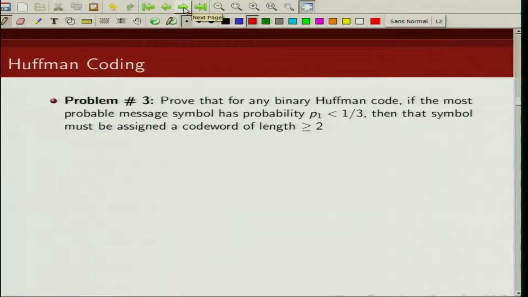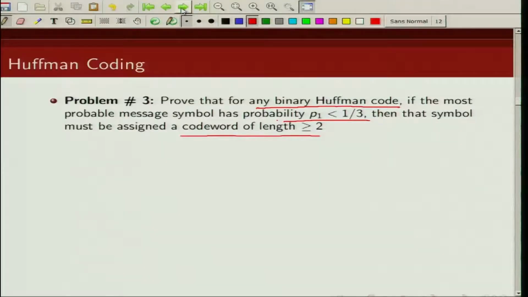Now next we are going to prove some result of a binary Huffman code. So prove that if you have a binary Huffman code and its most probable symbol has probability less than 1/3, then this symbol must be assigned a code word length of at least 2. So if the most likely symbol has probability less than 1/3, then you must assign this most probable symbol at least a code word of length 2.